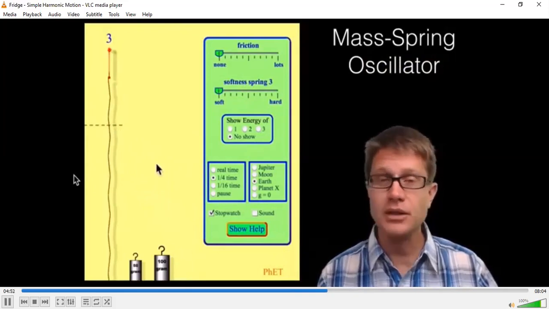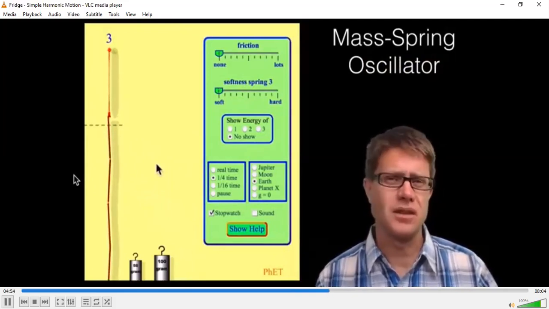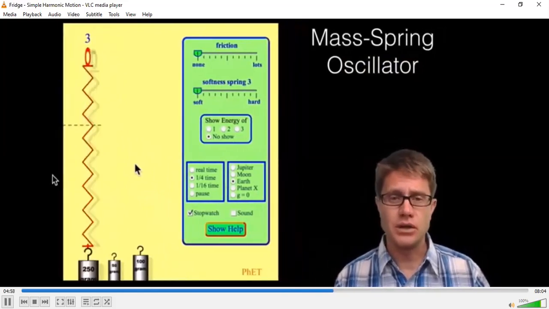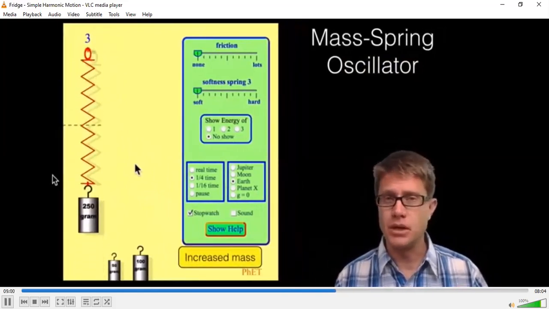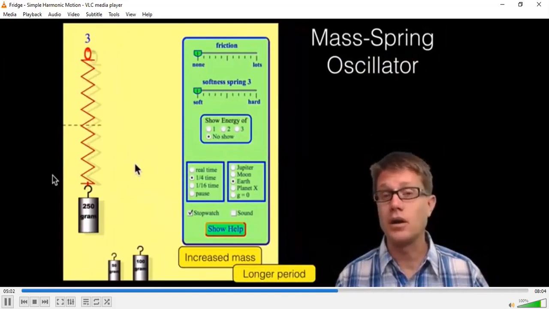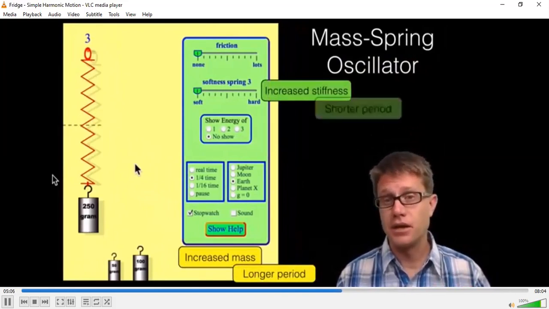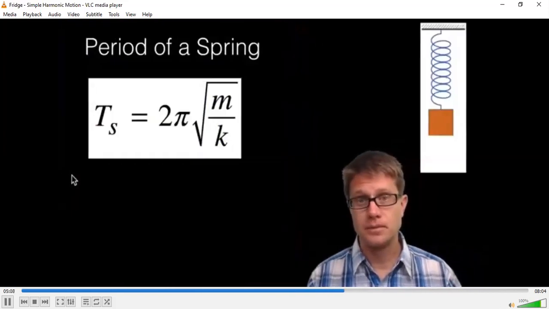Now let's really make it a soft spring. What happens? You can see the period gets really, really large. And so in summary, what have we learned just from this experimentation? That if you increase mass, you're going to make a longer period for that harmonic motion. And if we increase the stiffness, then we're going to make it a shorter period.